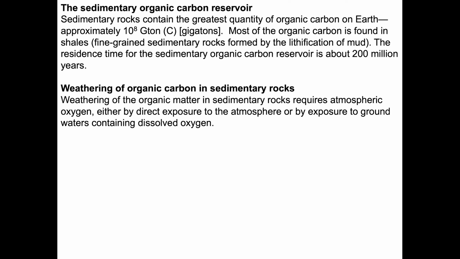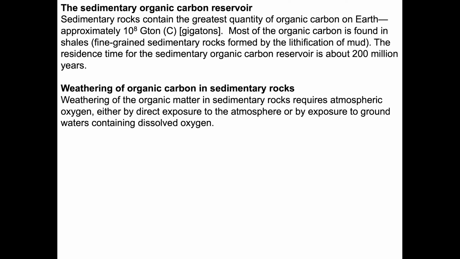Sedimentary rocks contain the greatest quantity of organic carbon on Earth, approximately 10 to the 8th gigatons of organic carbon. Most of the organic carbon is found in shales, as we saw in the previous image, fine-grained sedimentary rocks formed by lithification of mud. This mud can be clastic or it can be carbonate. The residence time for the sedimentary organic carbon reservoir is about 200 million years. So this is a very long-term turnover compared to photosynthesis and the leaves falling off trees every year.